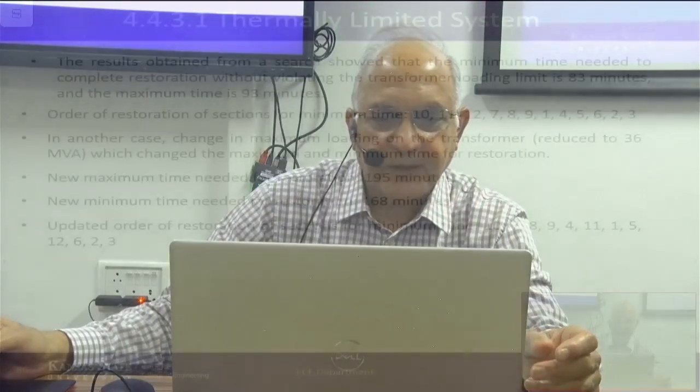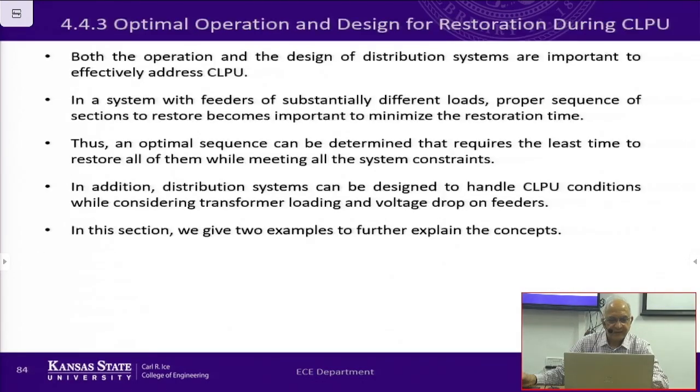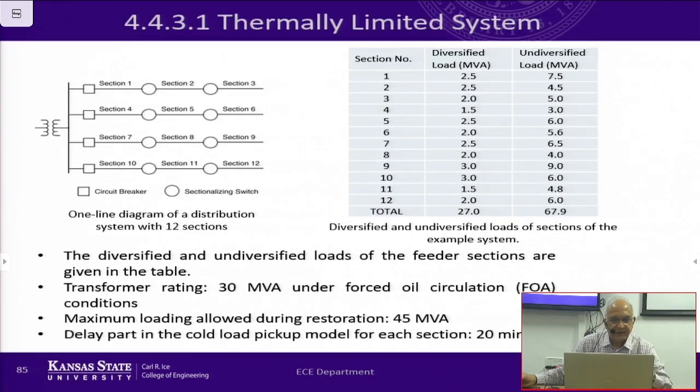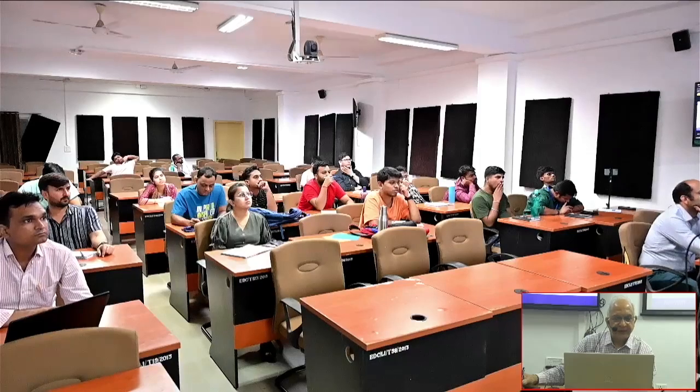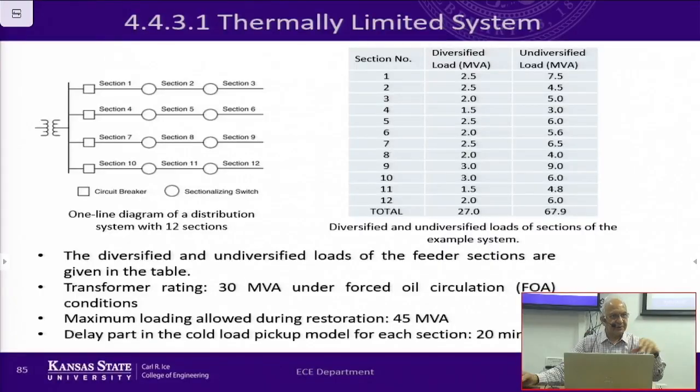And then if you go back to the previous slide, you can say, let's say 10, 7, 8, 9. So this is section 10, 7, 8, 9, 4 was picked after that. So you start with 10, 7, 8, 9, 4. So that combination of sections gave you the best option.